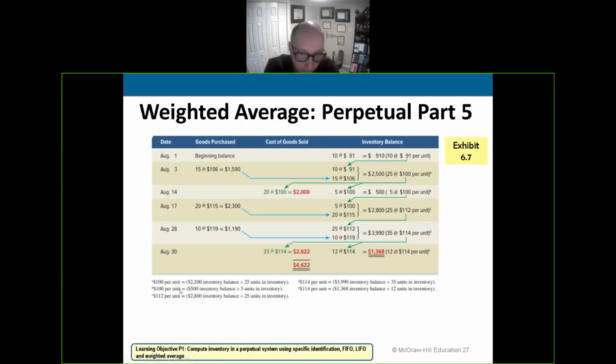Now we can see here at the bottom, we have a really good way of showing you how this is computed. We take the inventory balance divided by the number of units available for sale on that day. And that's how we find the weighted average, basically on a per day basis, right? And when we sell, we take the number of units sold times that weighted average. That gives us the cost of goods sold.